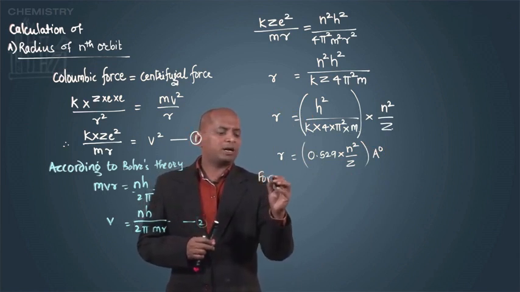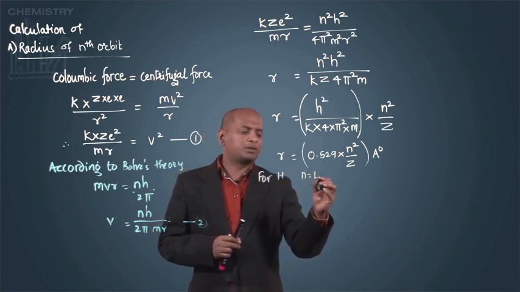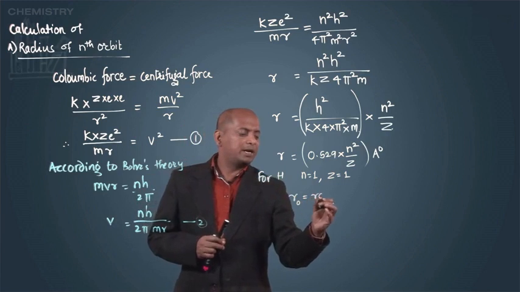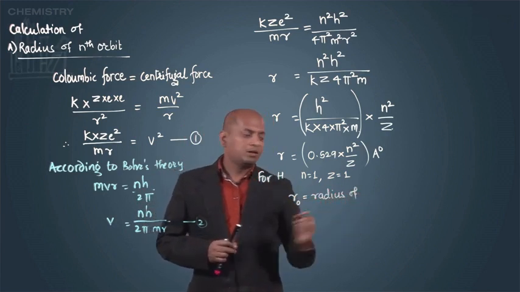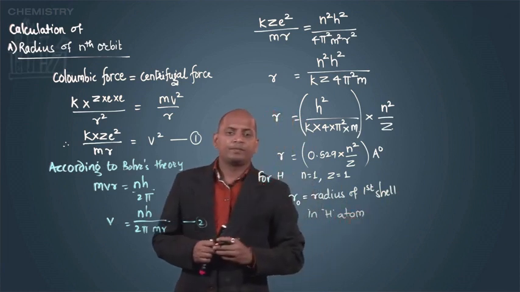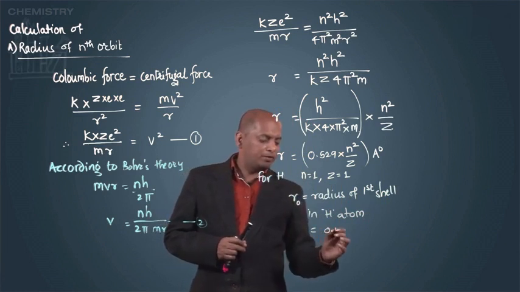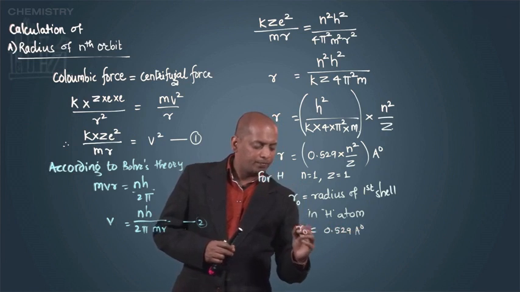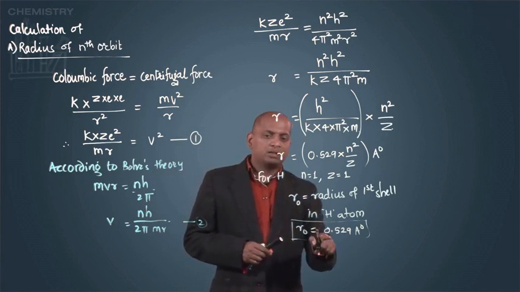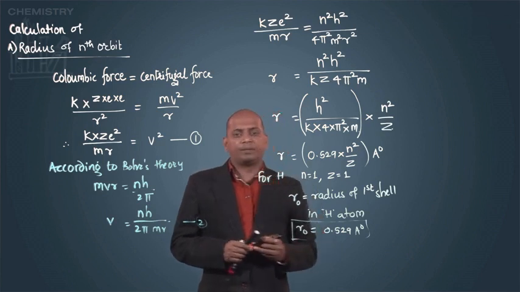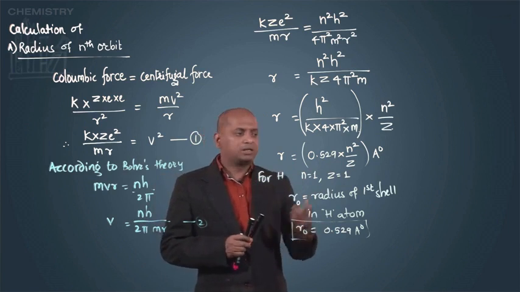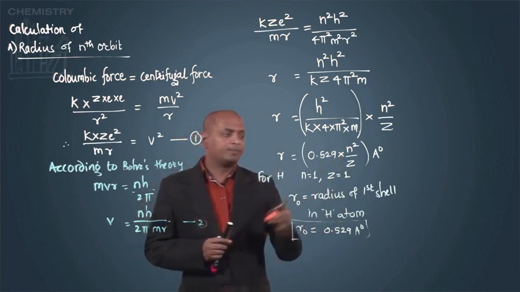If I consider the hydrogen atom, n is equal to the first shell and z is equal to 1. So R0, we call it R0, that is the radius of the first shell in the hydrogen atom, and that is equal to 0.529 angstrom. So the radius of other shells in other atoms is this times 0.529. If you see carefully, you can observe that r is directly proportional to n square, so the radius increases with the square of the shell number, and is inversely proportional to z.